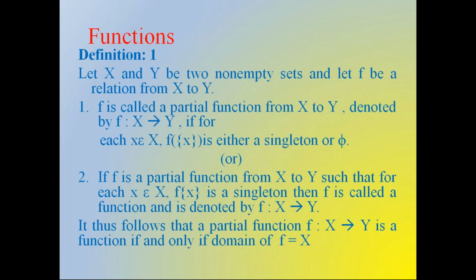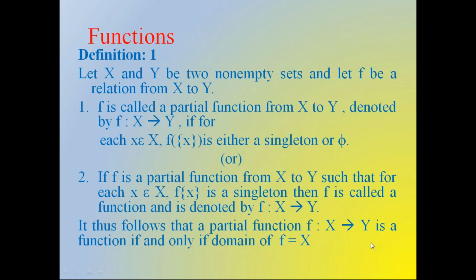For a function, we need two sets, capital X and Y, because we are going to correlate the two sets using the function f. If there exists a relationship between X and Y, then we may call it a relation or a function. Another definition: if f is a partial function from capital X to Y such that for each small x belonging to capital X, f(x) is a singleton, then f is called a function and is denoted by f: X to Y. So here the domain of f is equal to X.